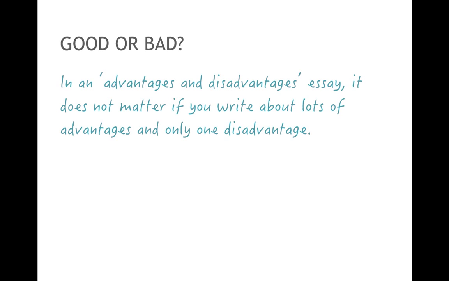In an advantages and disadvantages essay, it does not matter if you write about lots of advantages and only 1 disadvantage. Again, is this a good advice or bad advice? This is actually a bad advice, because when you have been asked about advantages and disadvantages, you must write equally about both of them. So rather than writing 3 advantages and 1 disadvantage, balance it out. Write 2 advantages, 2 disadvantages.